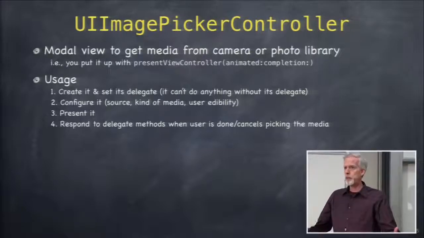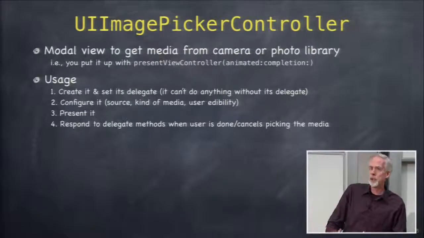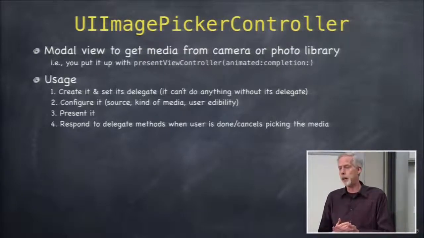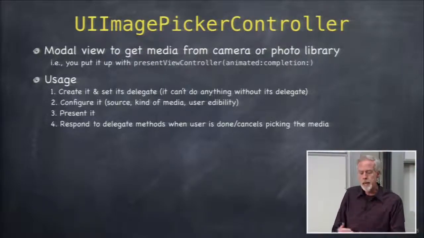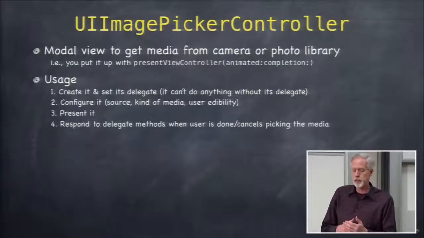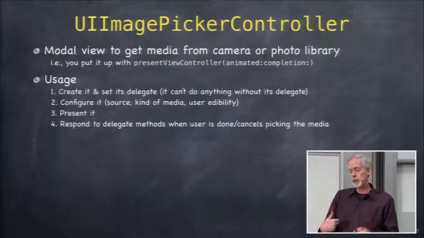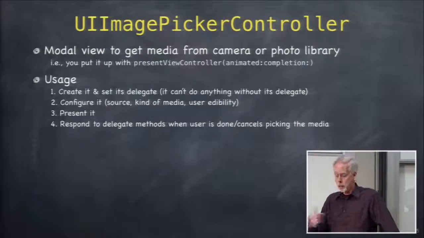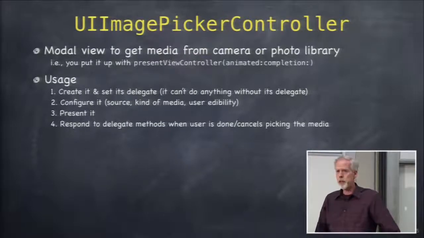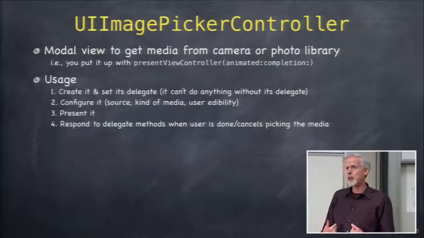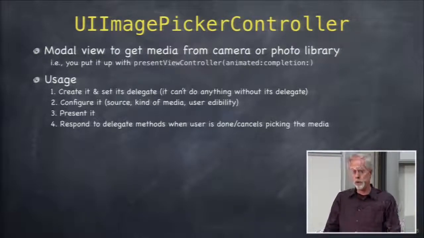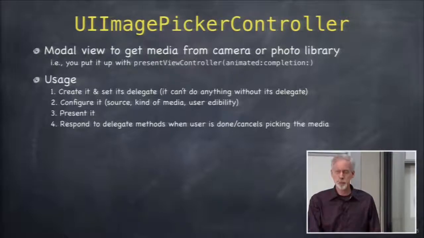So the process of using the UIImagePickerController to get something from the camera is you create it and you set its delegate. It won't do anything without its delegate, so you have to set its delegate. Then you're going to configure it for, do you want just still images or video? Do you want users to be able to edit the pictures they've taken before they import them into your app, etc.? Then you just present it with present view controller. And then you're going to respond to delegate methods that tell you, okay, I took a photo. Here's the image data, or the URL of the video that the user took. So that's pretty much it.